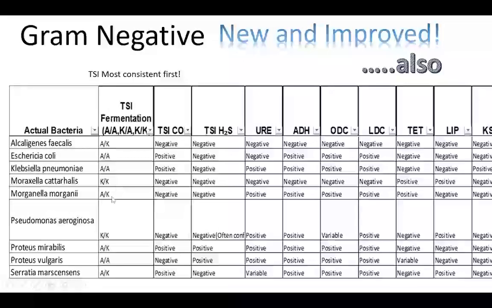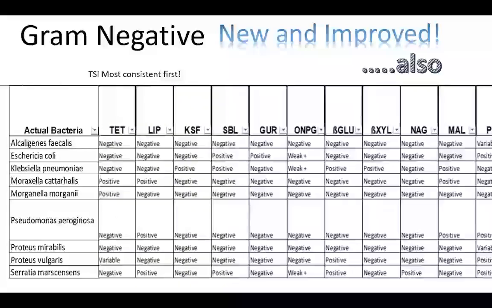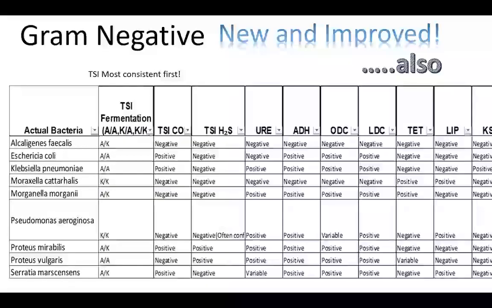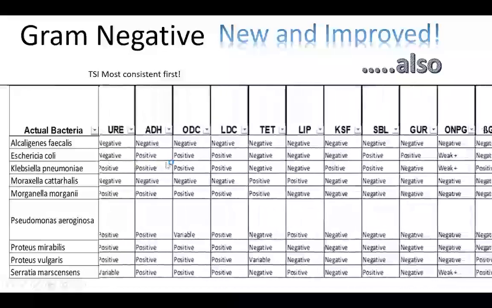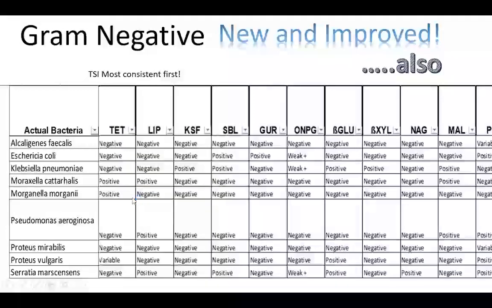And Morganella also has an interesting ability. It is A/K, so it only ferments glucose and not lactose. So it's got a red slant and a yellow butt. And it produces almost no CO2. You notice I didn't harp a lot on the CO2. CO2 is kind of a variable situation. Some bacteria produce a lot, some don't. The only ones that tend to produce a lot are like E. coli. So don't read too much into that.